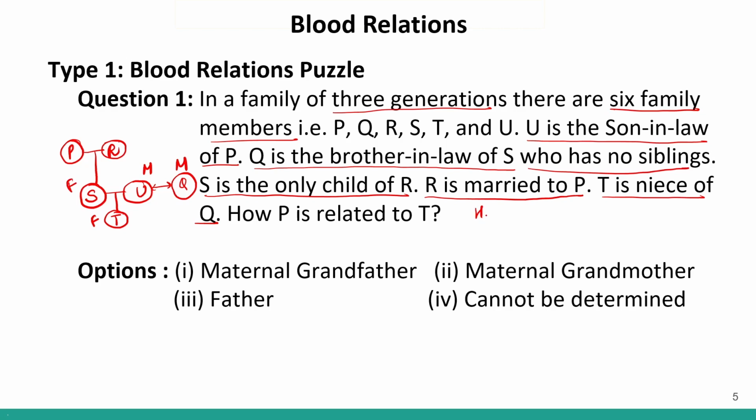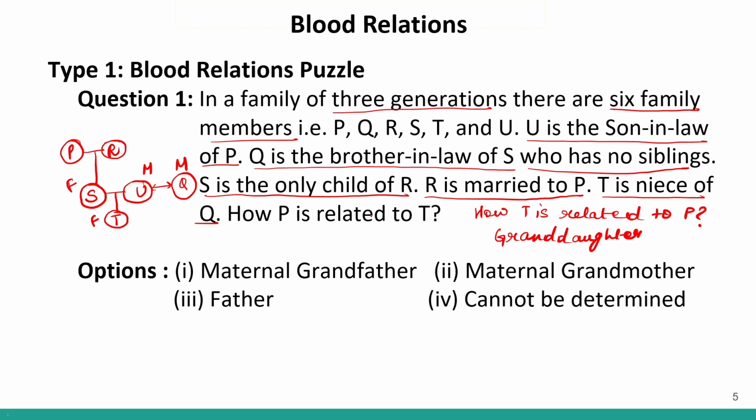Let's say the question was how T is related to P. What would be the answer to this question? How T is related to P? T will be the granddaughter of P. Correct? Whether P is female or male does not matter. Whether P is male or female, it does not matter. T will always be the granddaughter of P. Correct? T will be the granddaughter of P. So in this question, it could be granddaughter. This is the straight answer.